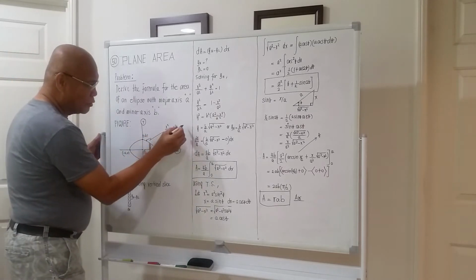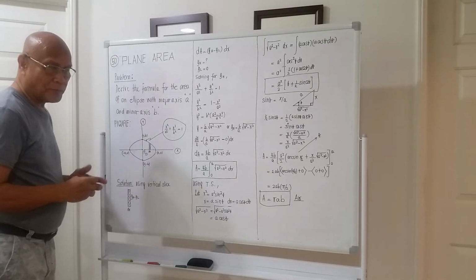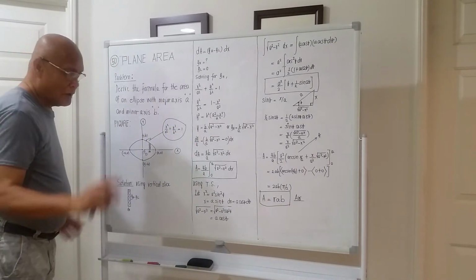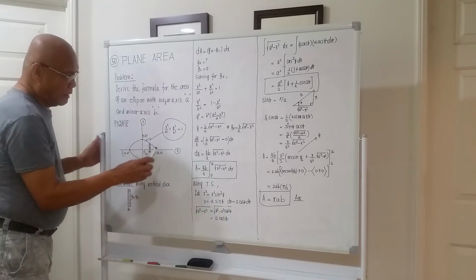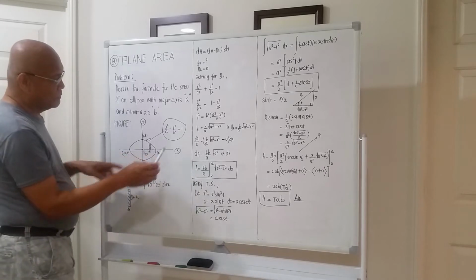Actually, this is the equation of an ellipse with center at 0, 0, if you try to recall your analytic geometry. To draw this one, it is a simple matter, you know.